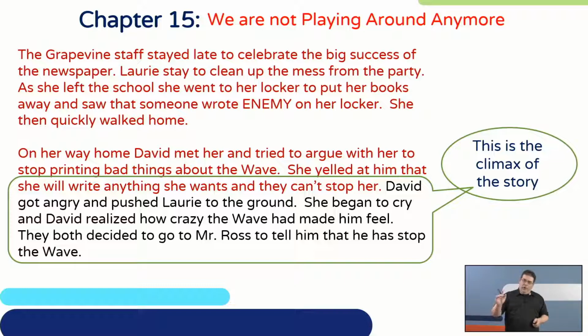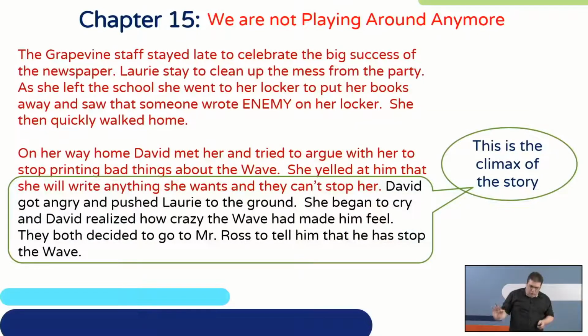David, all right, note here, I have a circle. This is the climax. Here's where all the actions of the story come to the most powerful action, okay? The turning point where things start to change for the wave, probably in the bad way. David got angry and pushed Lori to the ground. She began to cry, and David realized how crazy the wave had made him feel. They both decided to go to Mr. Ross to tell him that he has to stop the wave.